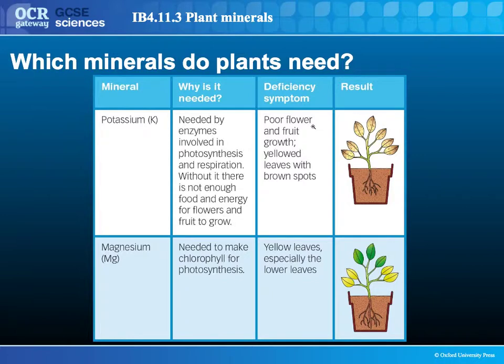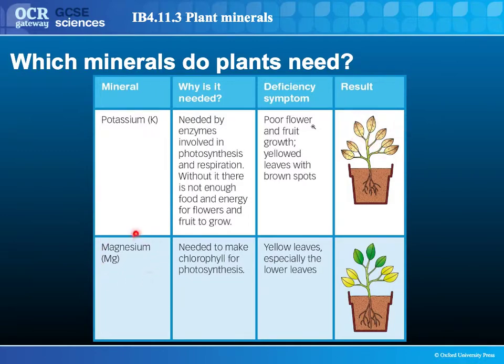So next we'll look at the mineral potassium. Now that's needed for enzymes to work efficiently, and plants will need enzymes for photosynthesis and respiration. Now without it, there is not enough food and energy for flowers and fruit to grow, so we'll get poor flower growth and poor fruit growth, and as well as this we'll get yellow leaves with brown spots on them.